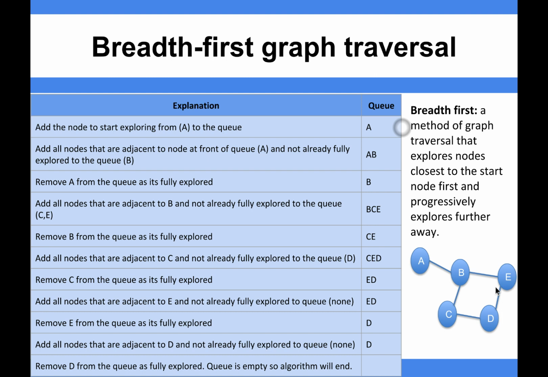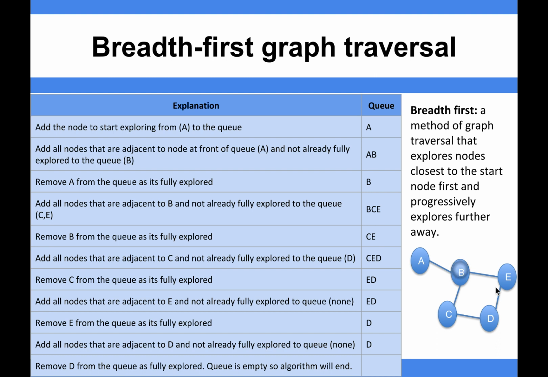So if we look through how that might actually work, it'll add the node to start exploring from. Let's say we're starting at A. A is our root node. So we're going to start at A, add all nodes that are adjacent to node A. This is what your queue will look like. Add all nodes that are adjacent to node A and not already fully explored to the queue: B. Because B is joining to A, I need to add that to the queue, and it's not fully explored because I've not looked at every other node that's joining B.